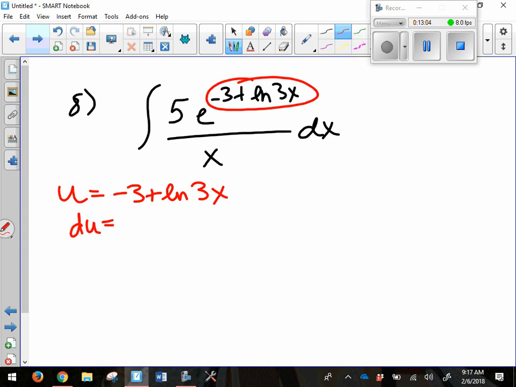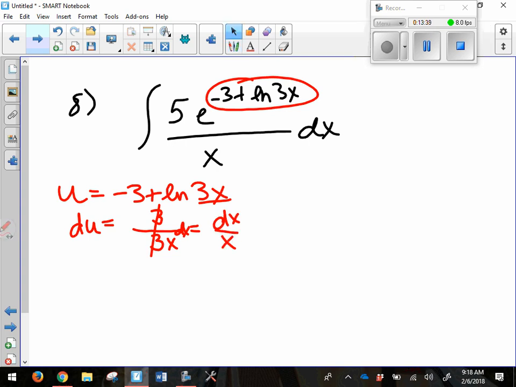then du is going to be what? Well, the derivative of negative 3 is 0, and the derivative of a natural log is, but I've got my chain rule, right? So it's 1 over whatever I'm taking the natural log of, but if I'm taking the natural log of anything other than x, I have to take the derivative. And so there should be a dx there. Those 3's will cancel, and I'll get dx over x.